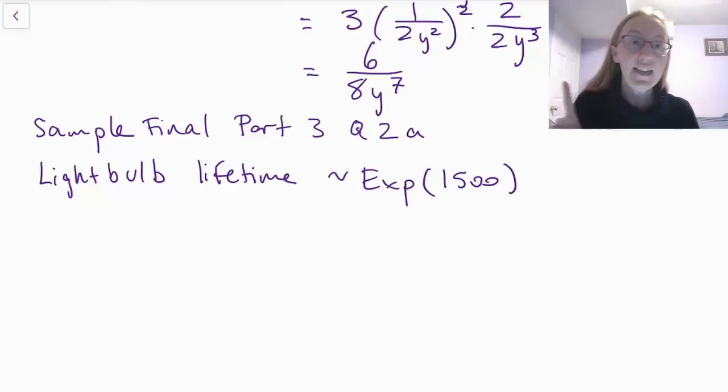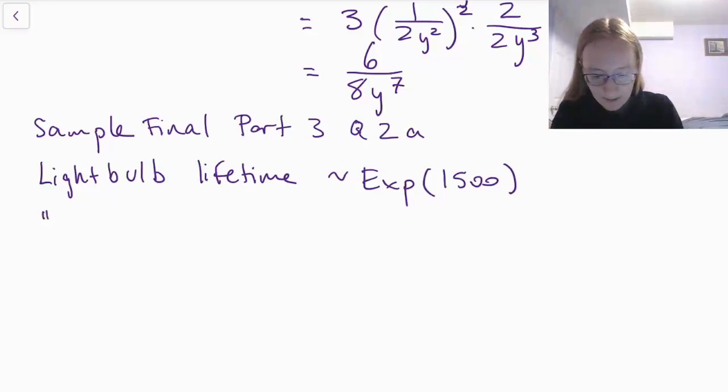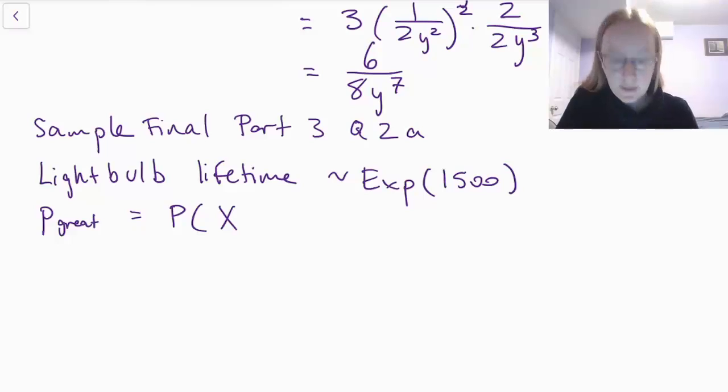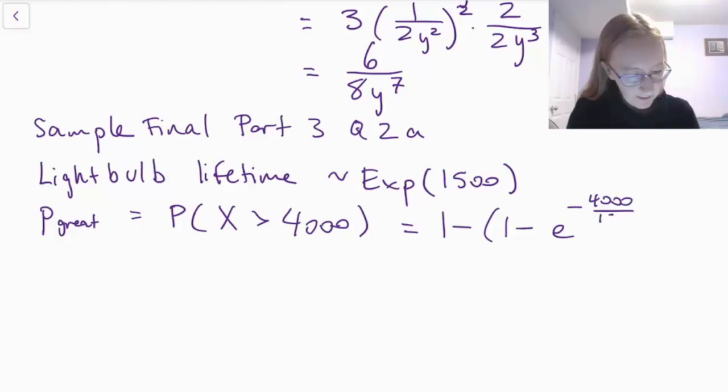So the first thing that you need is the probability of those categories. We need the probability of the great, good, fair, and poor categories. So let's say probability of great. That's the probability that this lifetime exceeds 4,000 hours. And for an exponential, we know that that's going to be 1 minus the CDF. So 1 minus (1 minus e to the negative x over theta), so e to the negative 4,000 over 1,500.